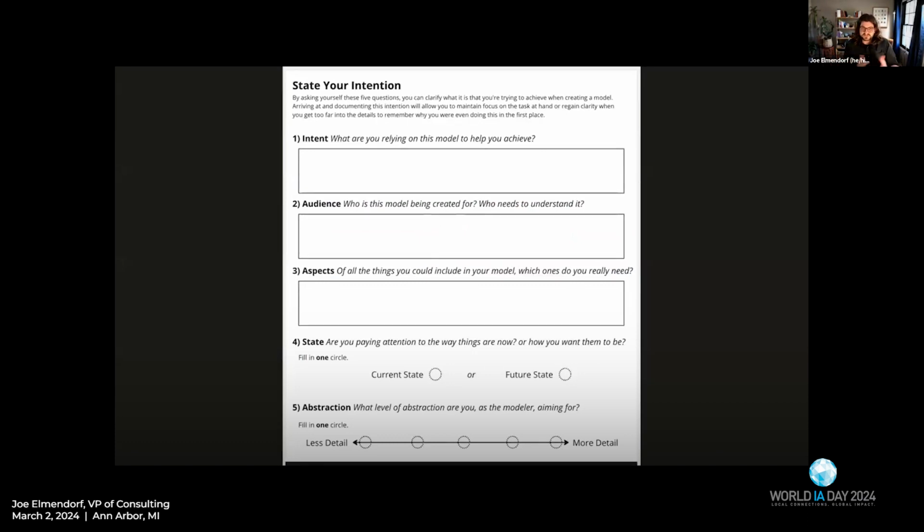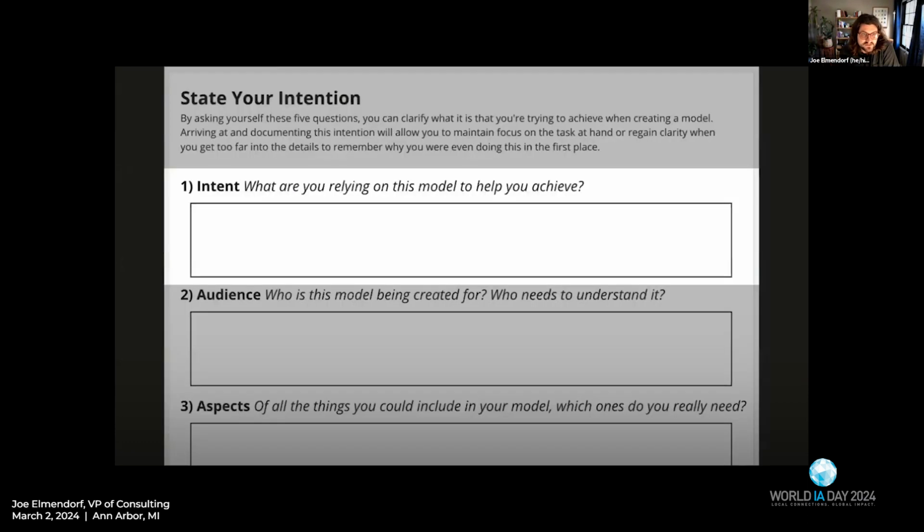These 5 questions are really an invitation for you to think about what is the concept that's going to frame what your model needs to do. We're going to walk through these 5 simple questions, and as we go through them, we'll key in on the 2 examples to round out and paint that picture. So first, the intent. Why do you think you need to make a model right now? What is the challenge that you're facing? What are you relying on this model to help you achieve?